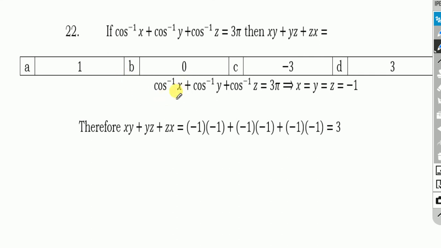So that is when x equals minus 1, y equals minus 1, z equals minus 1, then this expression is valid. So therefore I am taking x equals y equals z equals minus 1. So now consider this xy plus yz plus zx, which is equal to minus 1 into minus 1 plus minus 1 into minus 1 plus minus 1 into minus 1, which is 1 plus 1 plus 1, which is 3. That is option D is the right answer.